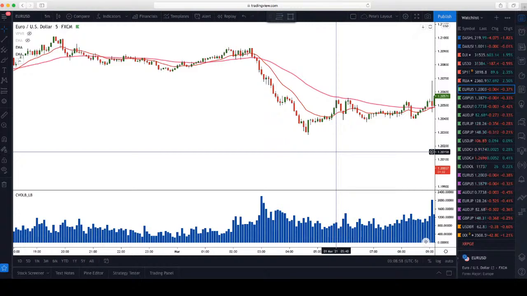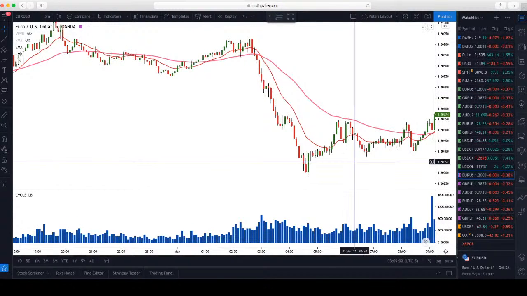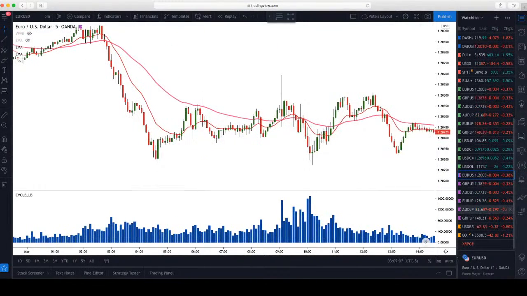I'm looking at FXCM volume, and then Oanda volume. I kind of like the Oanda volume. Oh, so wait, if I switch, I get the same spot that I'm at?